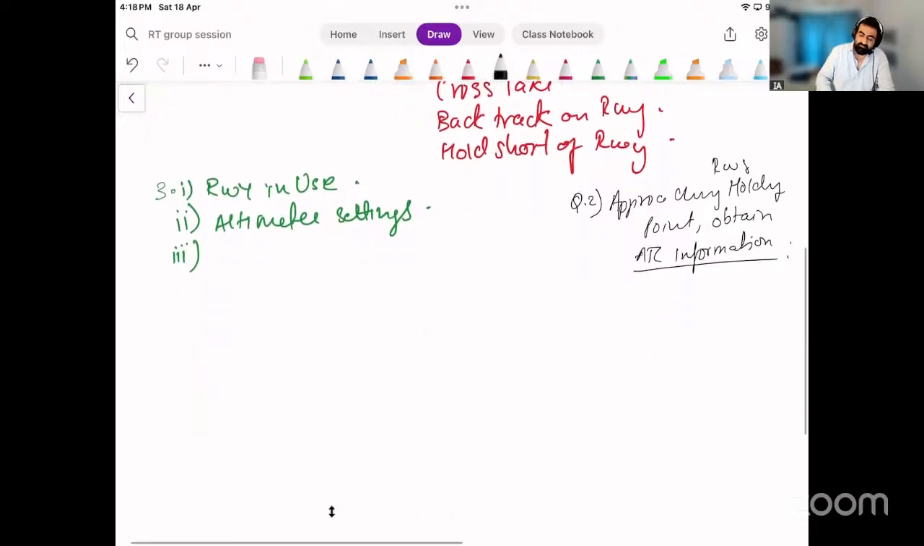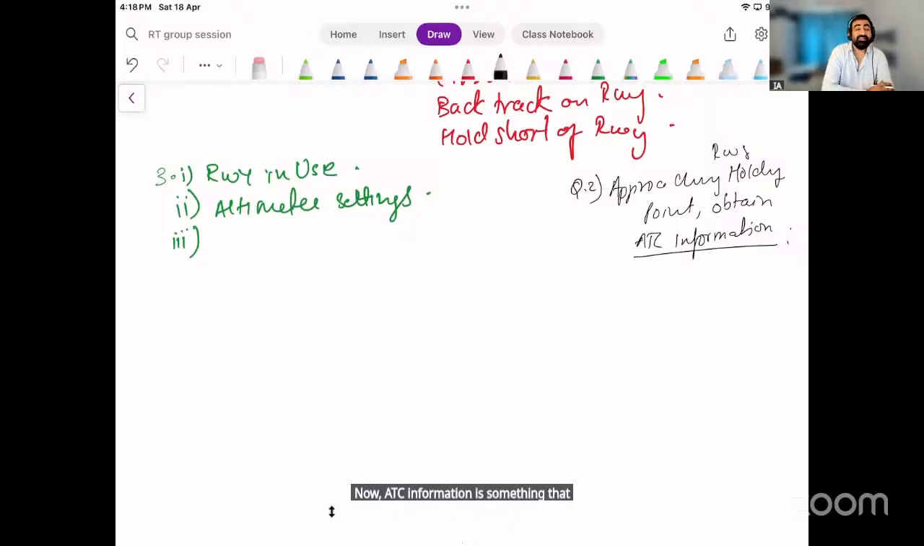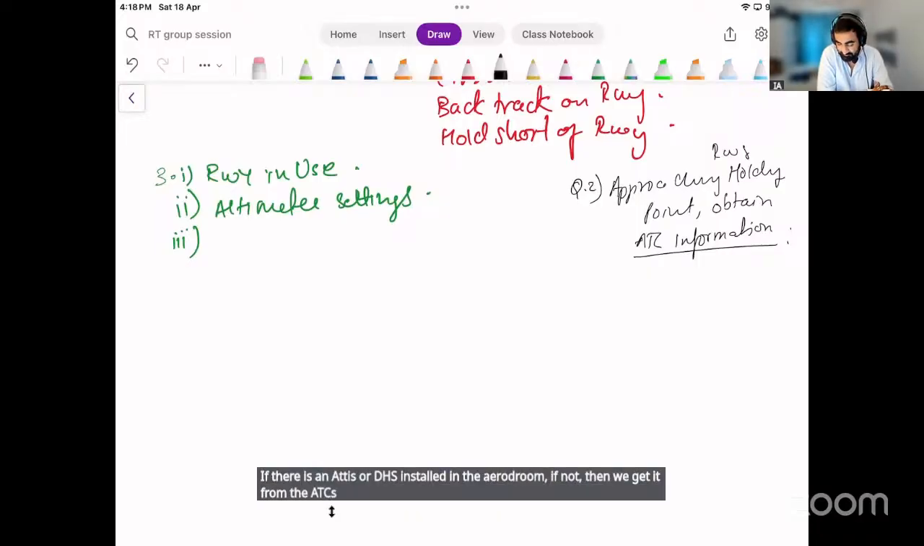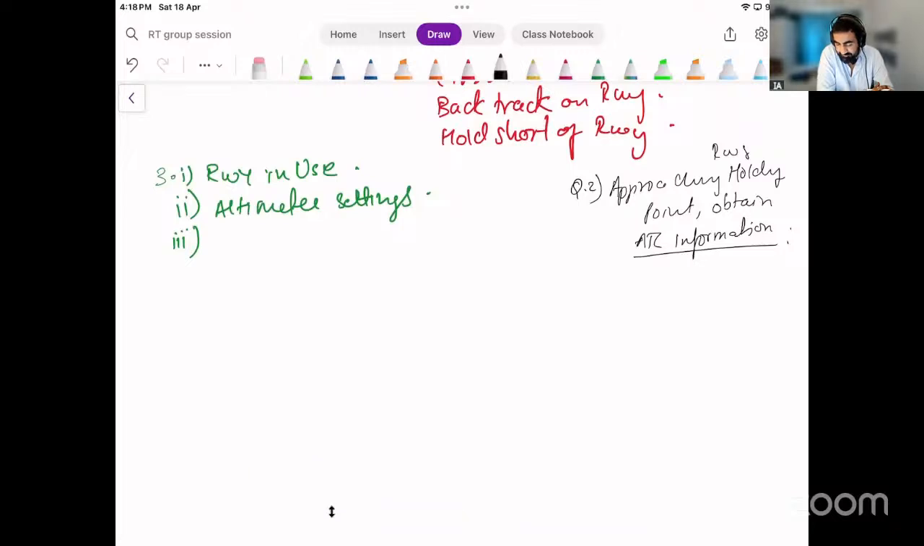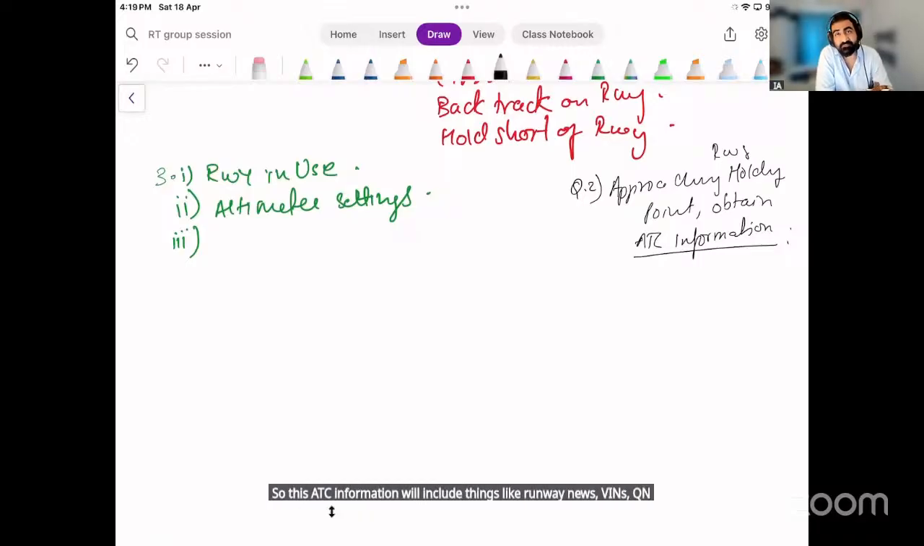Now, ATC information is something that we get from ATIS or DATIS if there is an ATIS or DATIS installed at the aerodrome. If not, then we get it from the ATCs. So this ATC information will include things like runway in use, winds, QNH, and so on. And you have to give a readback exactly as received. This question might not be asked in these exams, but it is good practice.